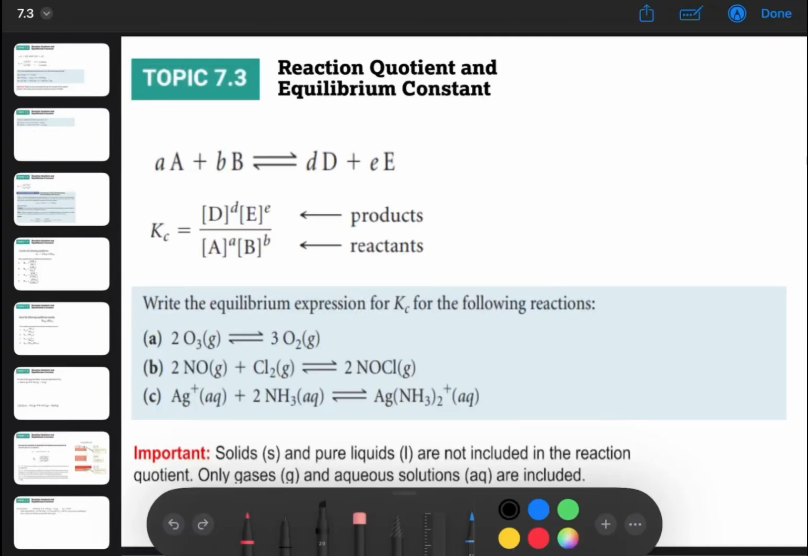Welcome everybody to section 7.3 of the AB Chemistry series. Today we will talk about the reaction quotient and the equilibrium constant.